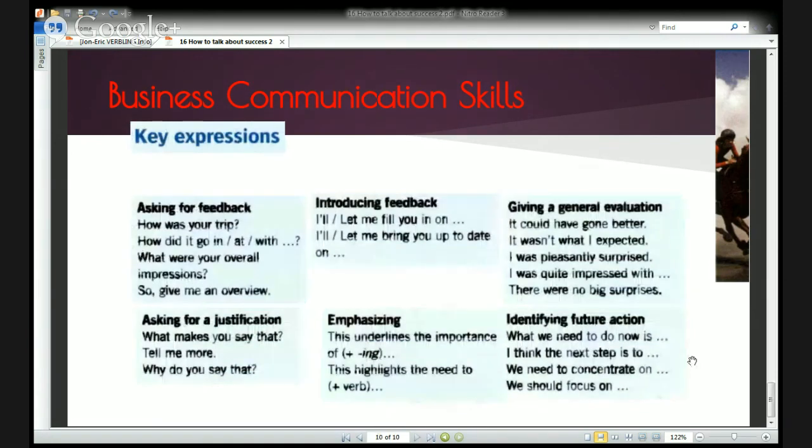In class tomorrow, you can cheat by going to the last slide, slide 10, where I have conveniently put all the key expressions that we've been learning in one place, and a few that we haven't learned, a few that are just good to keep in mind. How to ask for feedback, how to ask for justification about something. Go ahead. Question? No? Okay. How to introduce feedback, how to emphasize a point, how to give a general evaluation, and how to identify future actions. By going to the course material, you can download this presentation, and you can also find that link in the chat window as well. So you can study those expressions.